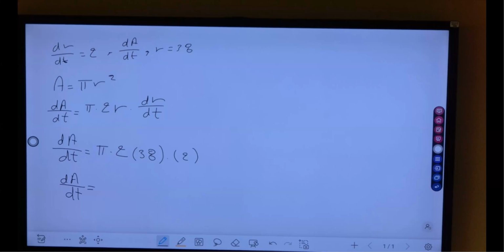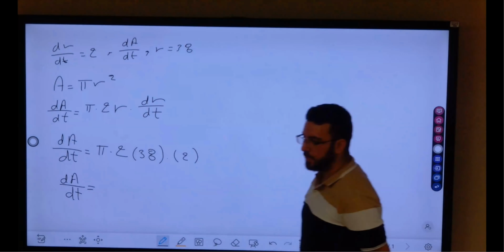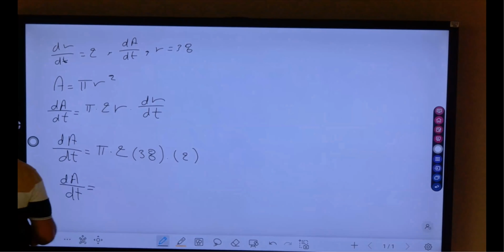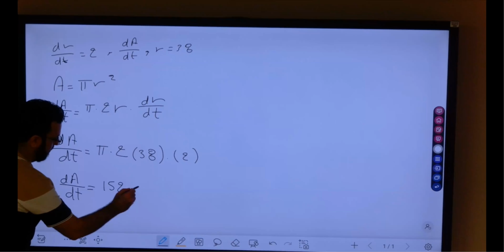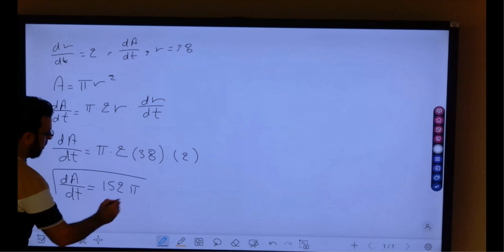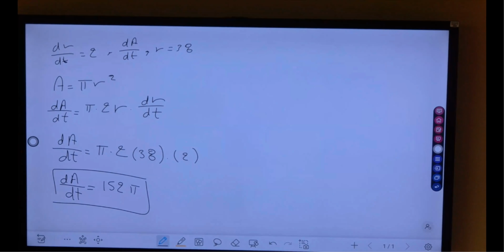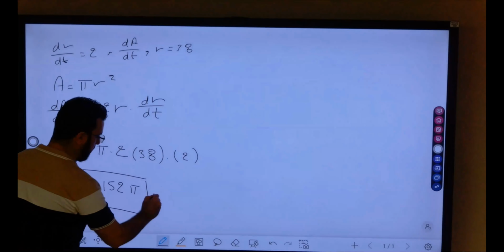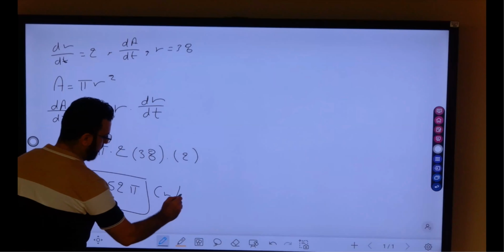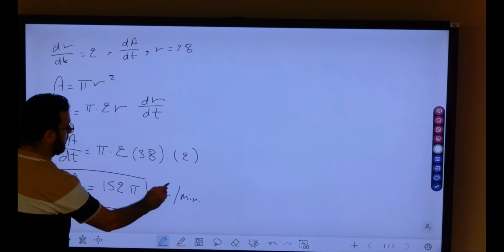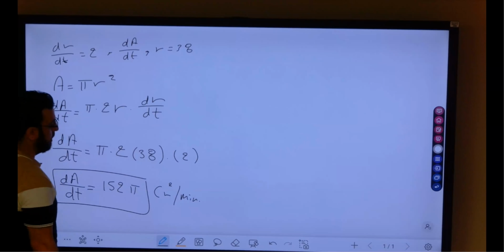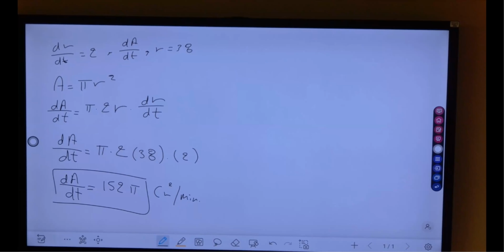Pi. Just keep it pi. Don't worry about the pi. I think they're gonna accept it. 152 pi. So the change of area is going to be 152 pi centimeter squared per minute. Centimeter squared, because it's an area.